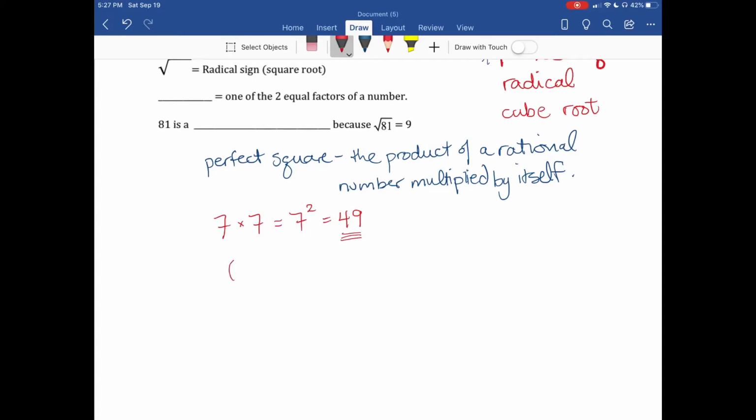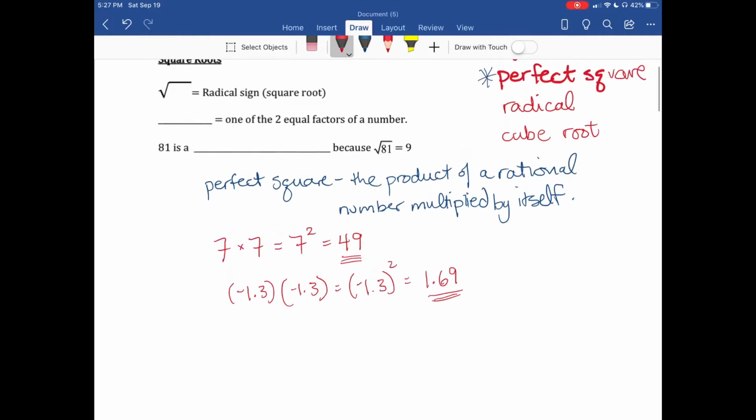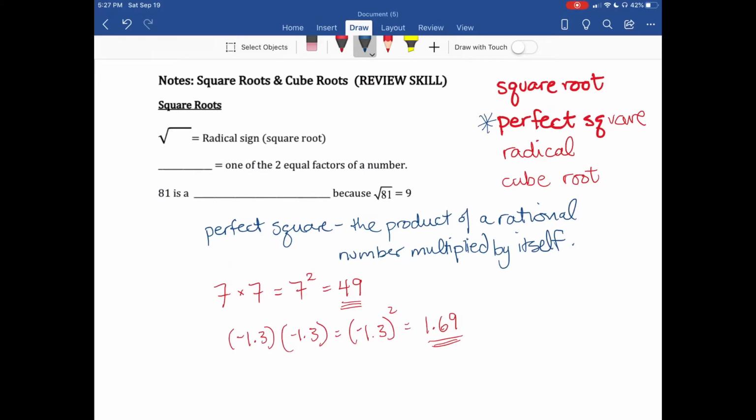I could do the same thing with negative 1.3. If I multiplied negative 1.3 to itself, that leaves me with, and remember, a negative times a negative is a positive, 1.69, which would be an example of a perfect square. And you'll notice your perfect squares will always be positive because you're taking the same number and multiplying it to itself. So let's look at our definition then for a square root.